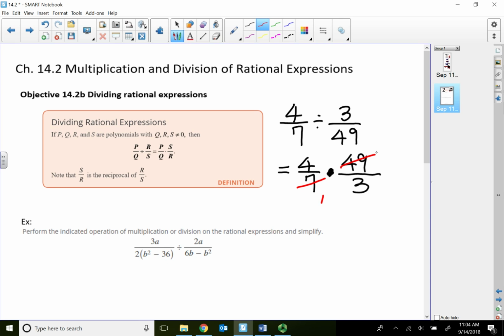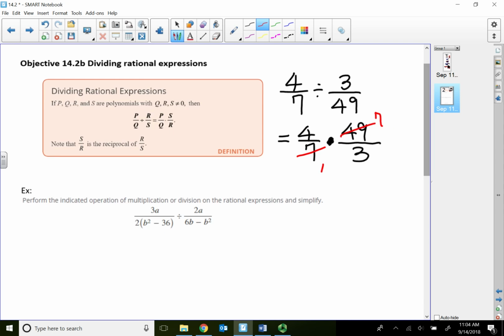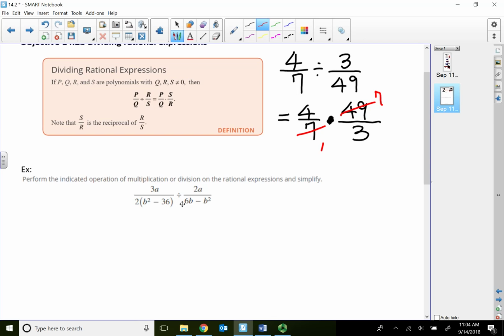Okay, so let's do the same thing here for our rational expression. Every time we're dividing by a rational expression, we're going to turn it into multiplication of the reciprocal. So again, I'm going to factor and take the reciprocal at the same time. My first numerator is one term, so I don't have to factor. That's 3a over, all right, first denominator, first fraction stays the same. b squared minus 36 is a difference of squares. That will be 2 times (b plus 6)(b minus 6).